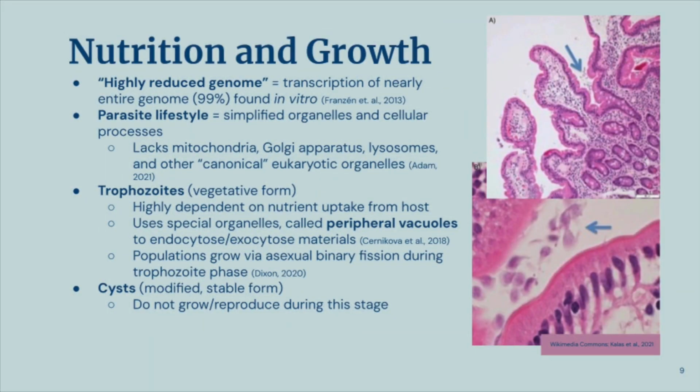Nutrition. Giardia intestinalis has a highly reduced genome, transcribing nearly 99% of its genome in lab studies. That is likely due to its parasitic lifestyle, which has allowed it to eliminate non-essential genes and simplify its organelles and cellular processes, relying on the host instead. So it lacks mitochondria and other canonical eukaryotic organelles. And it's highly dependent on nutrient uptake from its hosts via material exchange organelles called peripheral vacuoles. Populations grow via asexual binary fission.